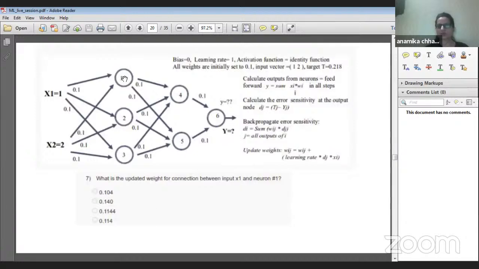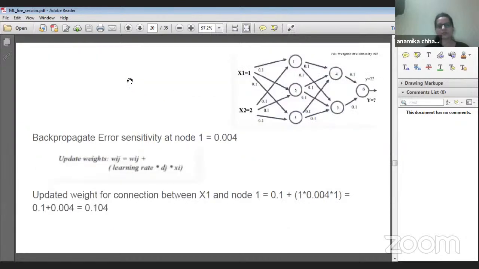This node. Okay. And what we have to do is update this weight based on that error sensitivity. So, updating weight, this is the formula. This is the new weight and this is the old weight. Wij is equal to Wij plus learning rate, which is 1 here, into dj. Dj is the error sensitivity of this node multiplied by the input, which is 1.